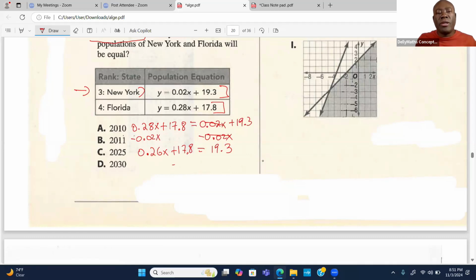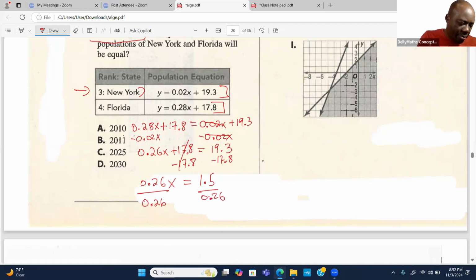All right, so again, we're going to minus 17.8 from both sides. So we have 0.26x, and this part becomes 0, so let us just get right into it. This is 1.5. So basically, 19.3 minus 17.8, that looks like 1.5. Yes, it is. So in order to find x, we're dividing both sides by 0.26.